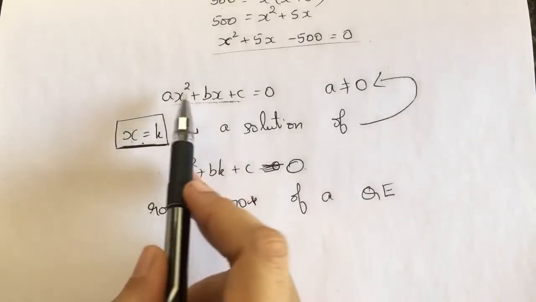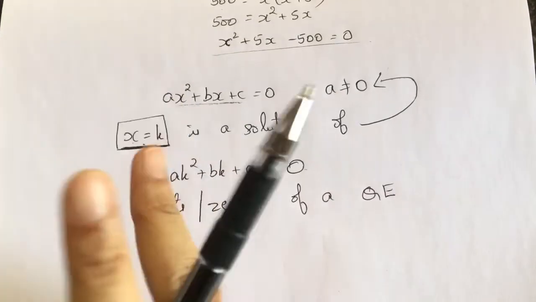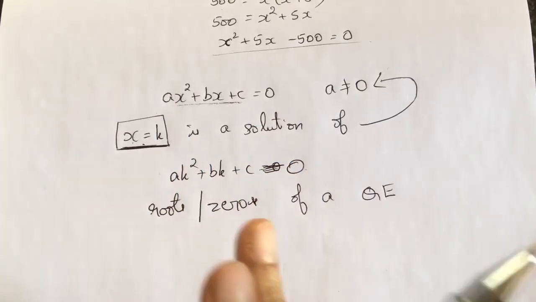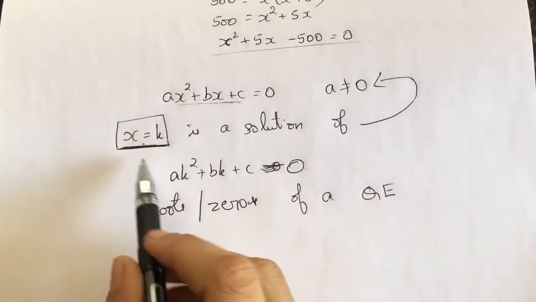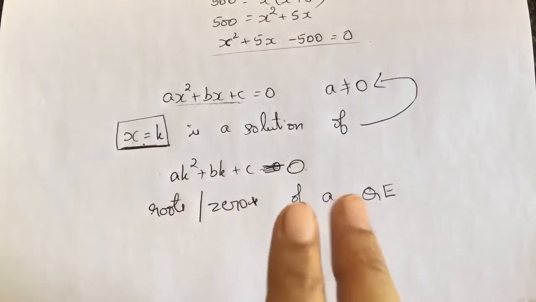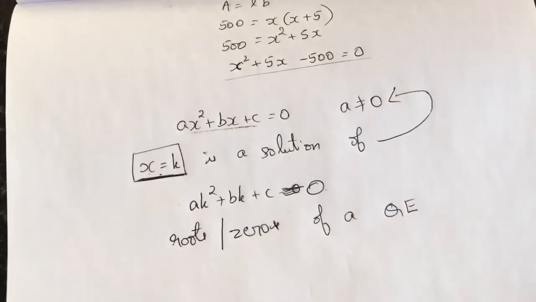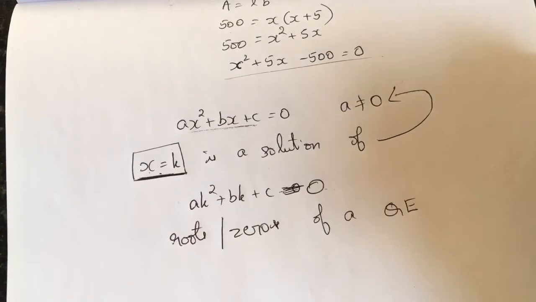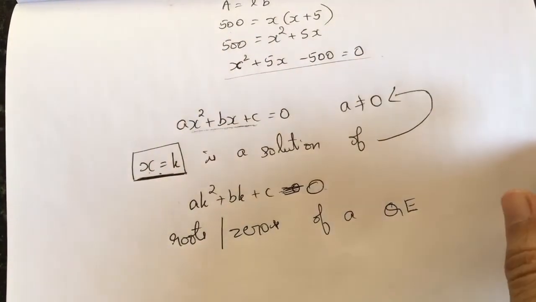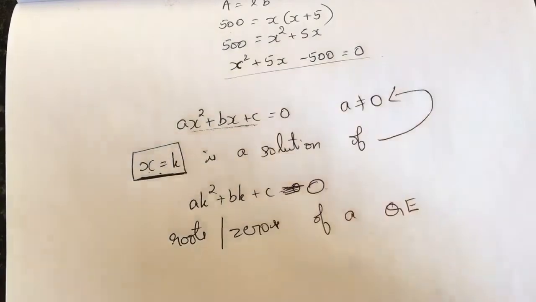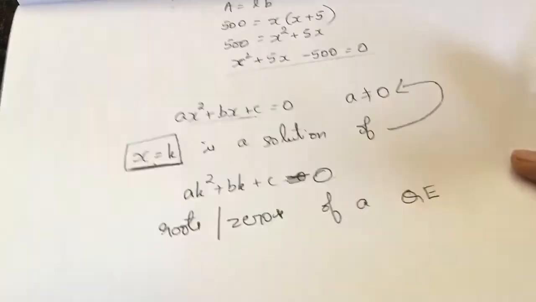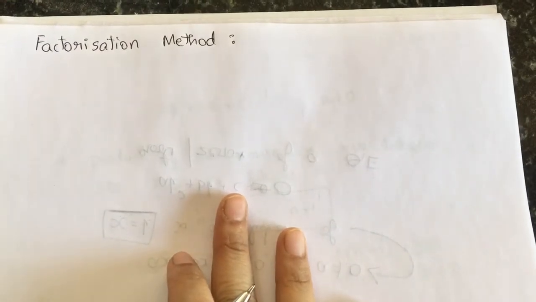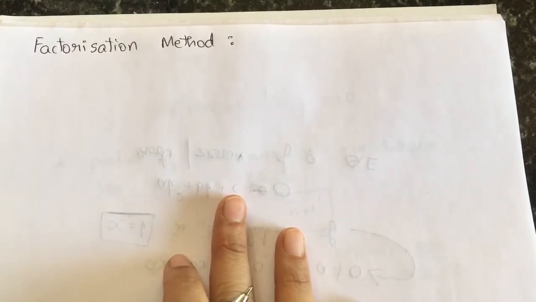Remember one thing, when we have a quadratic equation, it is of degree 2, so it will have two zeros, in the sense it will have two roots, which means it has two solutions. Okay. So there are many methods to solve a quadratic equation. I'll go for the first method, that is solving a quadratic equation by the factorization method.